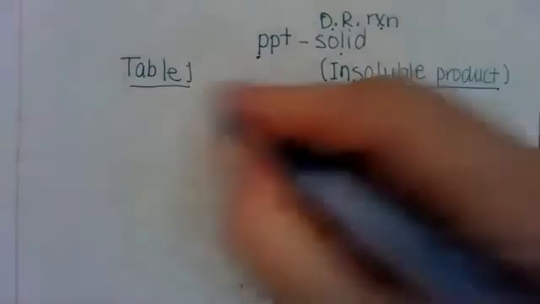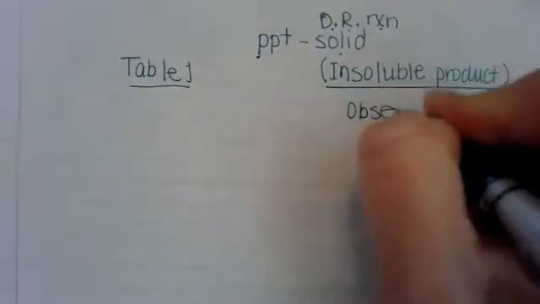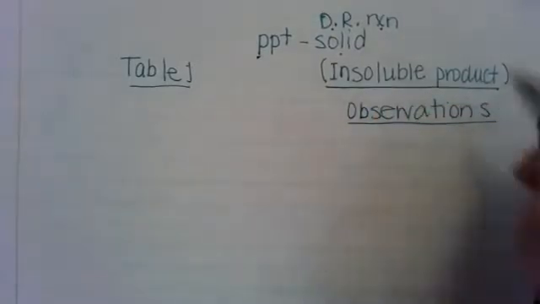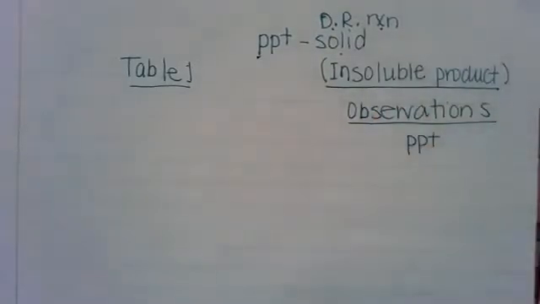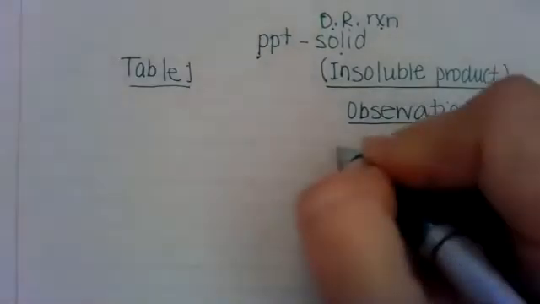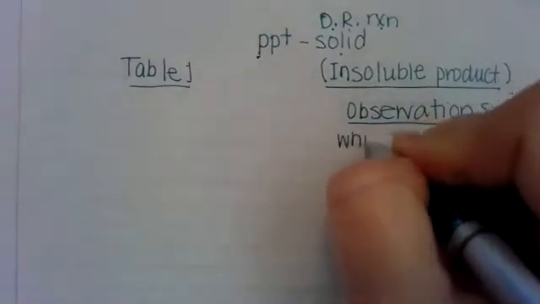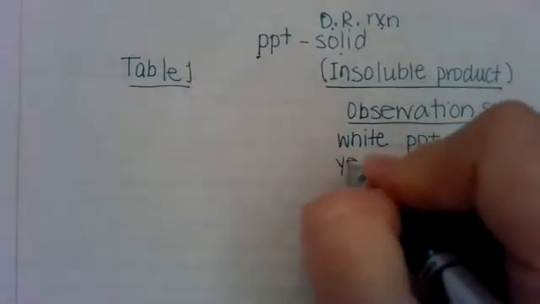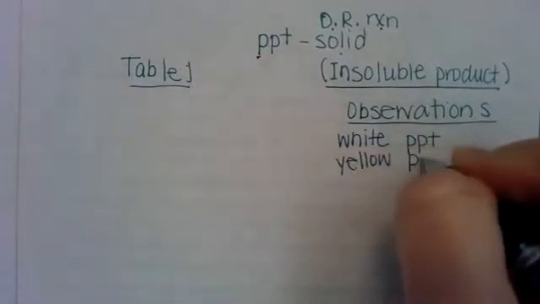In your observations on table 1, I'm just going to let you know that if a reaction occurs, you write the word PPT. I want you to also include what the color of the PPT is. So if it's a white precipitate, you write white. If it's yellow, you write yellow PPT.